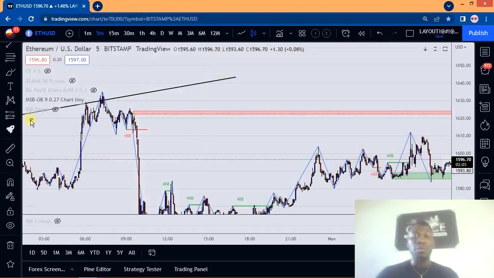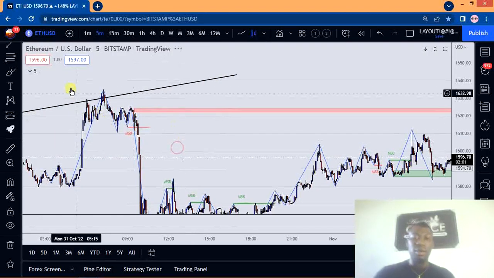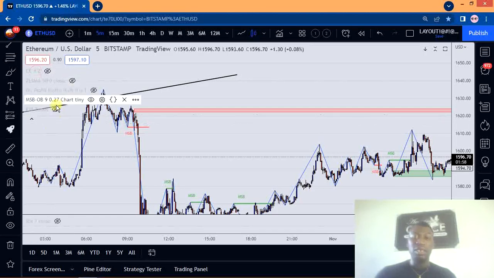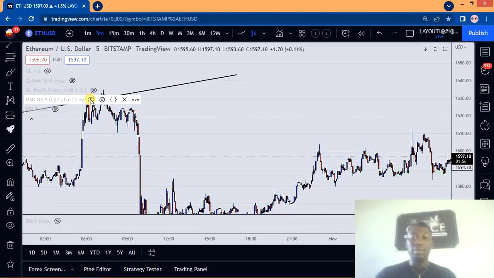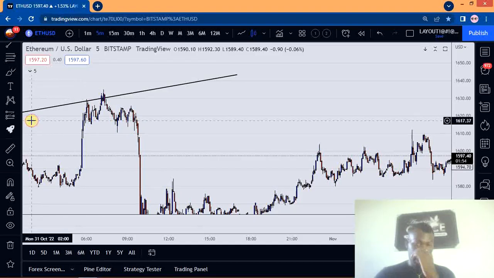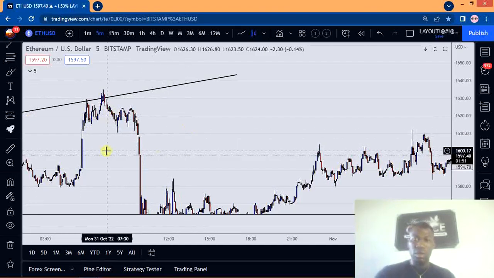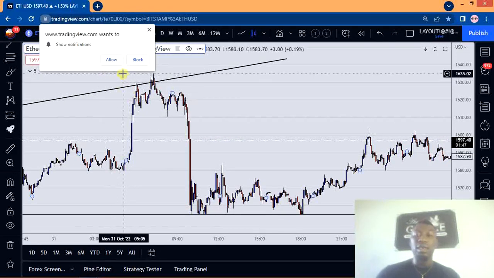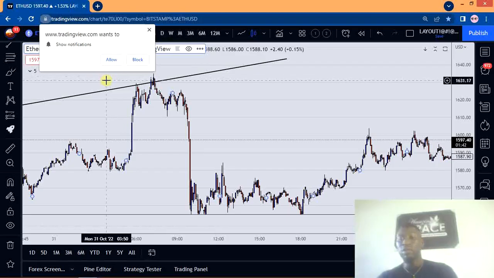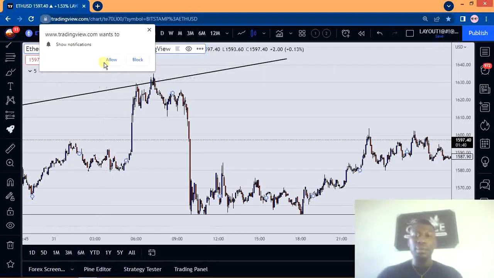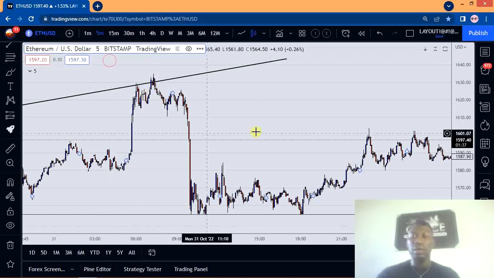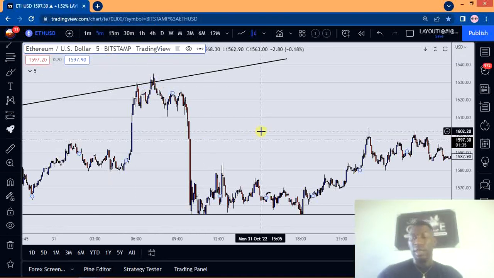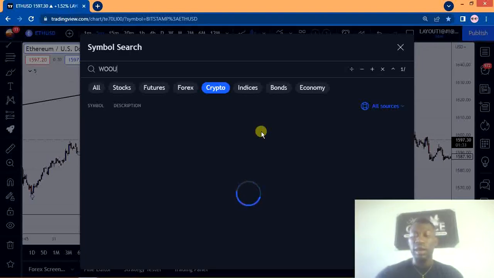Okay, so let me turn off these indicators. And don't worry, if you're a mentorship student, I'll explain to you how you can use some of those indicators in your trade. But nonetheless, let's just focus on what we are here for, which is the top-down analysis. Okay, awesome. So this is Ethereum. Let me go to an asset. All right, let's test out an asset.